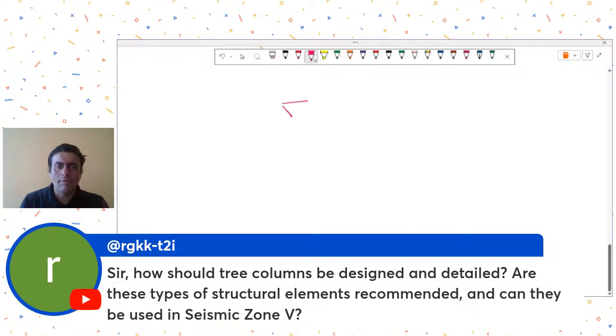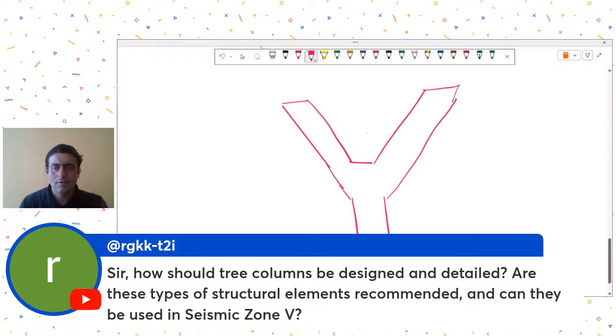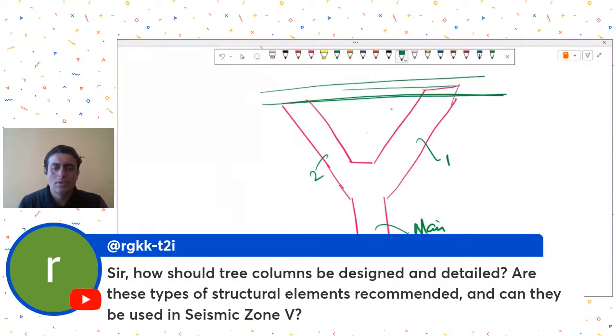I think what he means by tree column is something like this in elevational views. Something like this. This is what he means by tree column. This is an elevation where there is, let's say, a main column, and then it is branching out into 1 and 2, and then there might be some structural system over here.